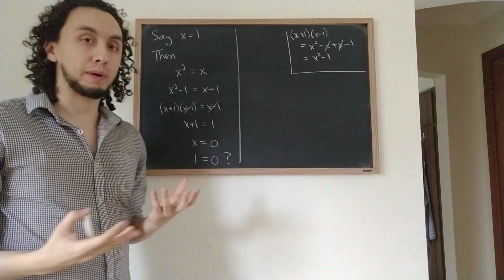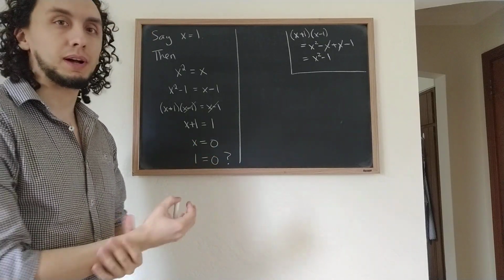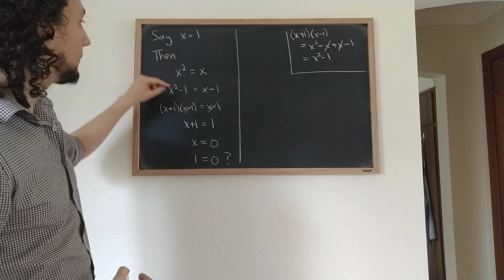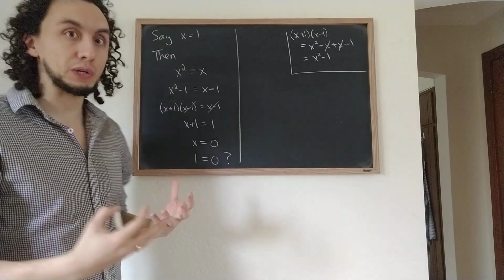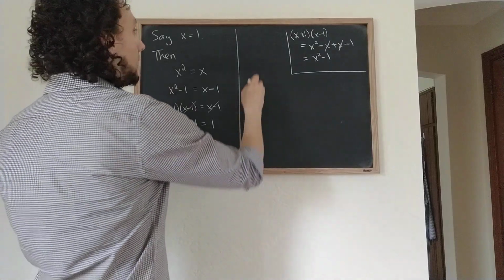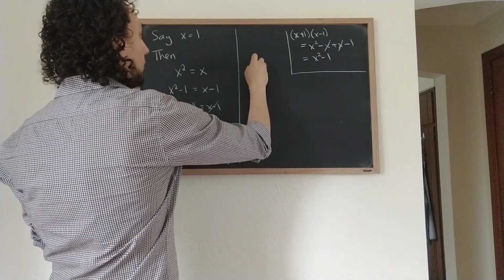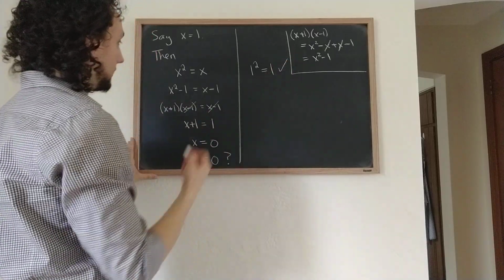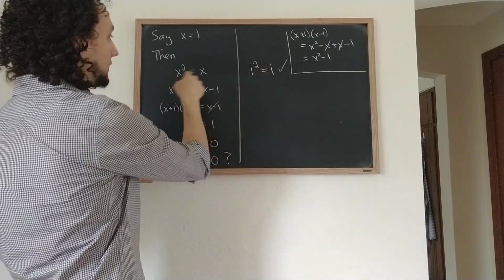So I'm going to tell you what went wrong. If you want to try to figure it out for yourself, then pause the video now. But let's trace through this process where instead of using x, let's put in the value of 1, which we know x is supposed to be. And we started out with 1 squared equals 1. That part's good. That's true. That's how we started.